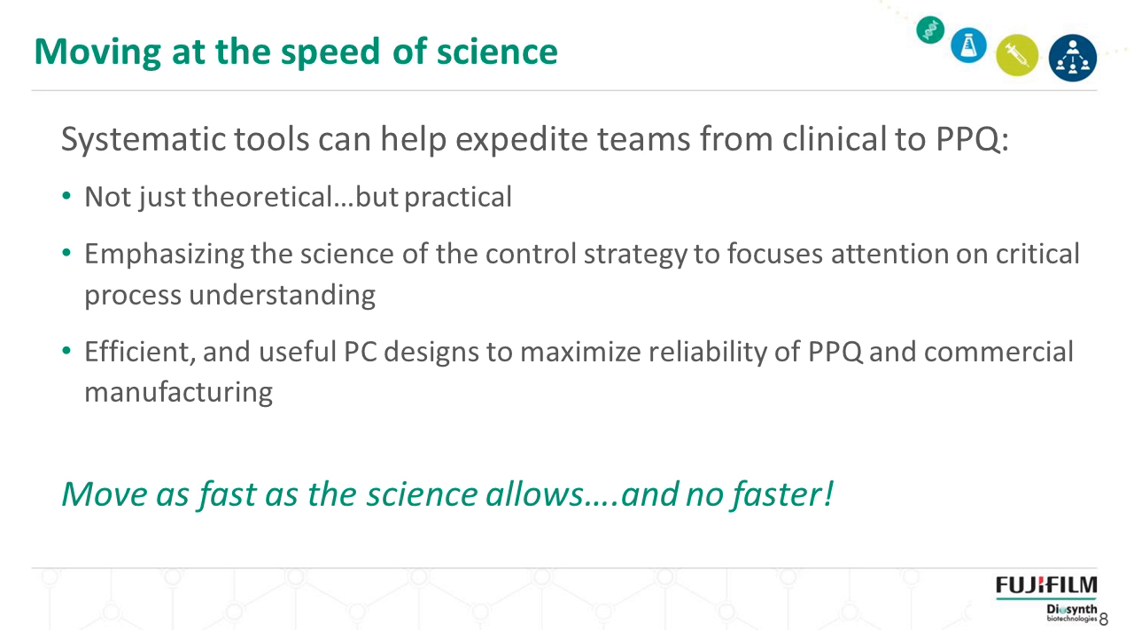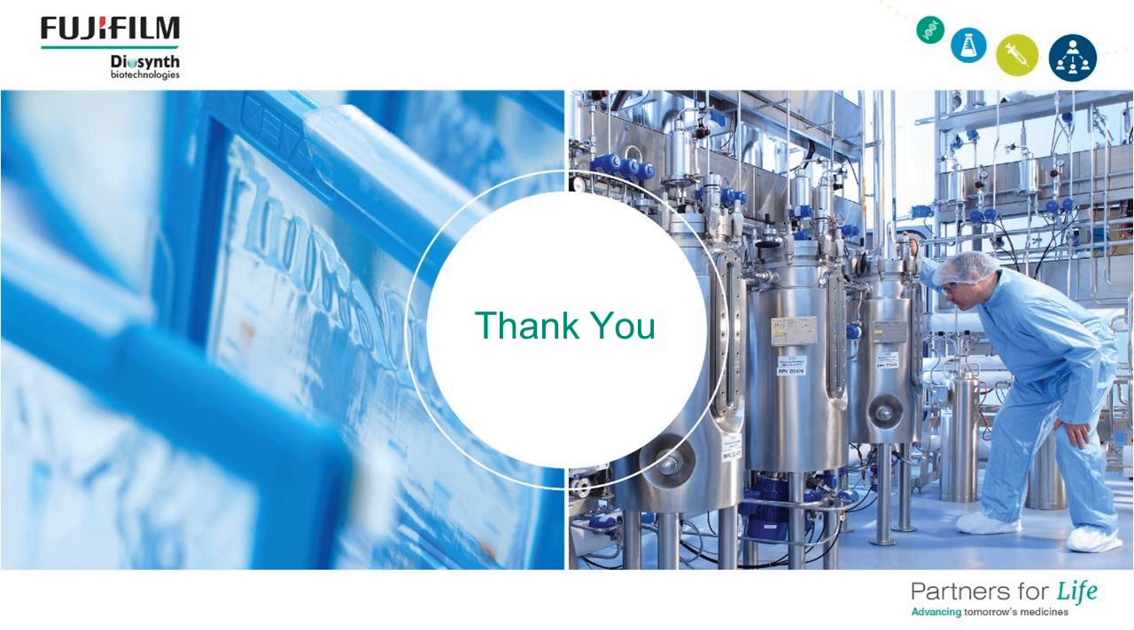In other words, process characterization needs to be focused at meeting manufacturing's needs. And the statement that we like to say is that moving from GMP or from clinical manufacturing through to PPQ and on to commercial manufacturing really needs to move as fast as the science allows and no faster. So it's very important for teams to pay attention to that. So with that, I'll open it up to any questions.